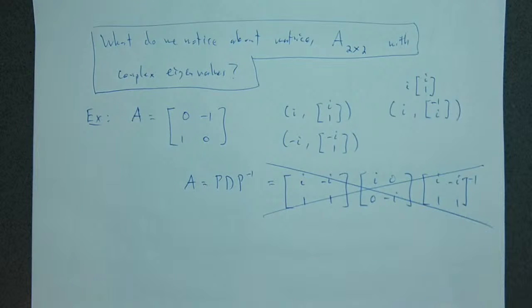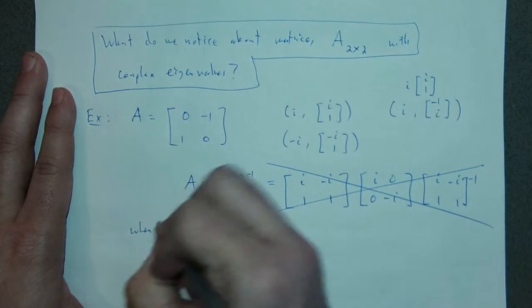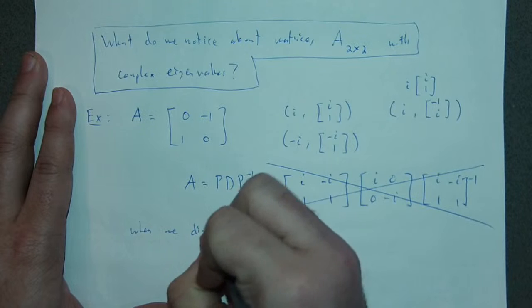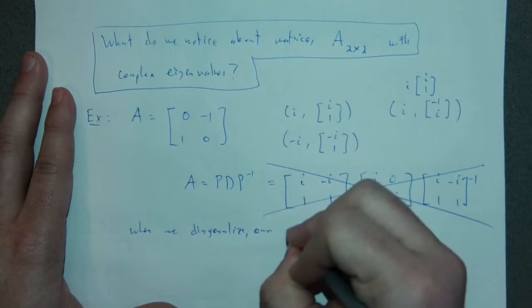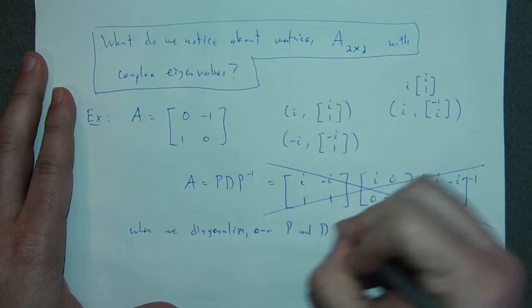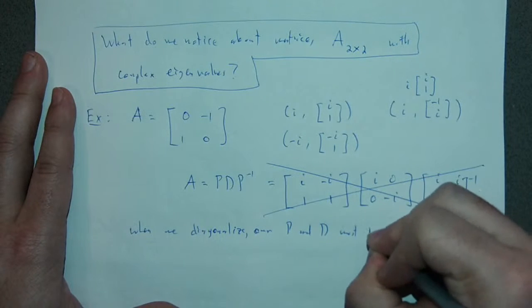We can't do this. So it's not diagonalizable, automatically, because the P and the D in question must have real entries. So when we diagonalize, our P and D must have real entries.